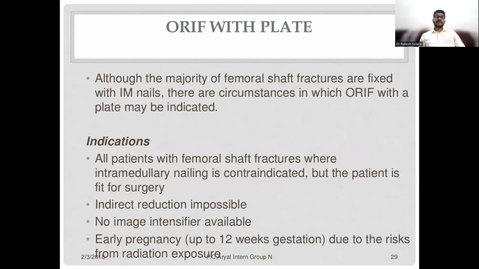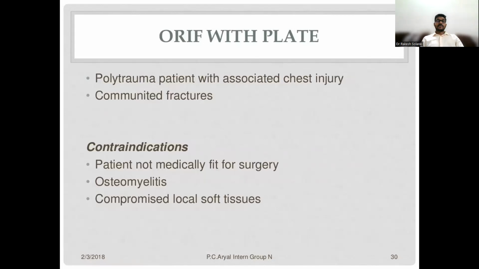When to perform open reduction with internal fixation with a plate? Although the majority of femoral shaft fractures are fixed with intramedullary nails, there are circumstances in which ORIF with a plate may be indicated. The indications for open reduction internal fixation with plating are all patients with femoral shaft fracture where intramedullary nailing is contraindicated but the patient is fit for surgery. Indirect reduction is impossible, no image intensifier available, and early pregnancy or up to 12 weeks of gestation due to the risk from radiation exposure to the patient. Polytrauma patients with associated chest injury and comminuted fractures are treated with open reduction internal fixation with a plate.